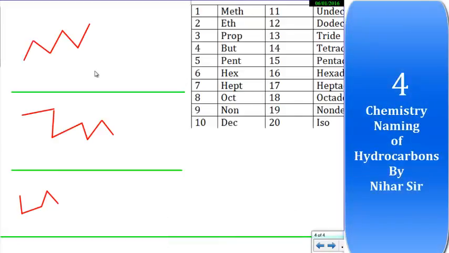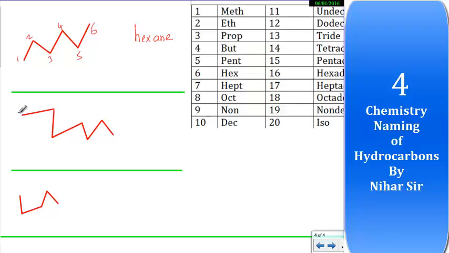Hello friends, let's start naming this hydrocarbon. These three examples are very easy for you to understand. There is no branching off in the first one. Let's calculate the number of carbons. 1, 2, 3, 4, 5, 6. So these are 6 carbons and single bonding everywhere. So this is alkane with 6 carbons, so hexane. This carbon chain is named hexane.